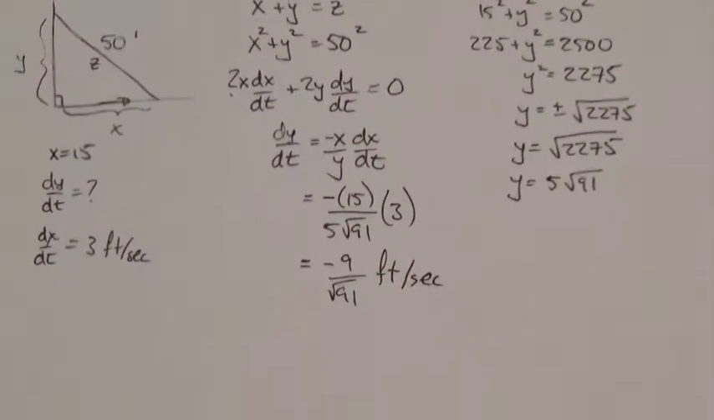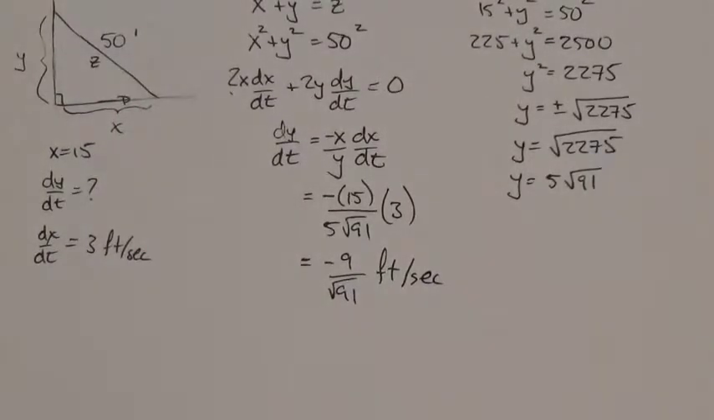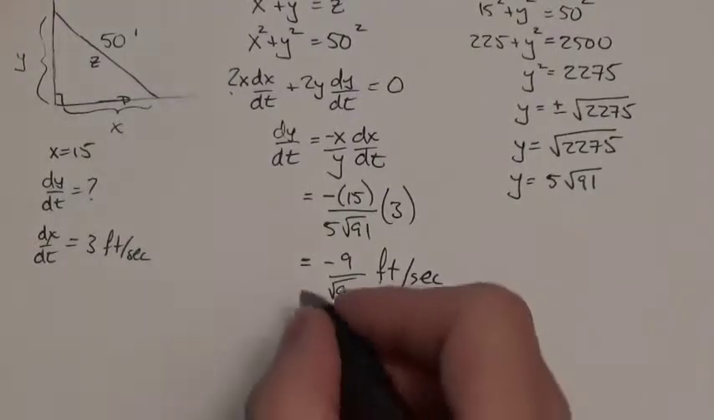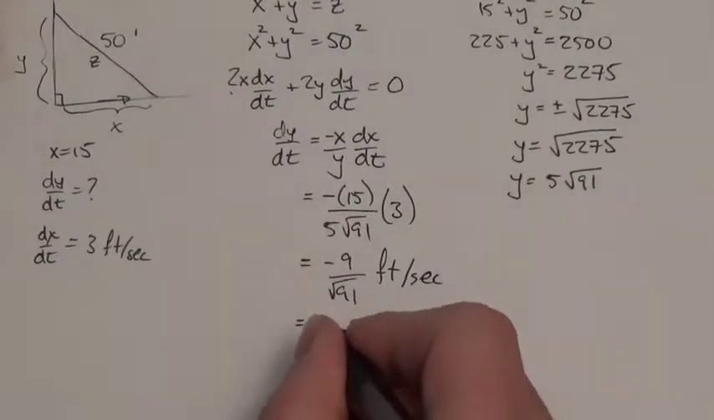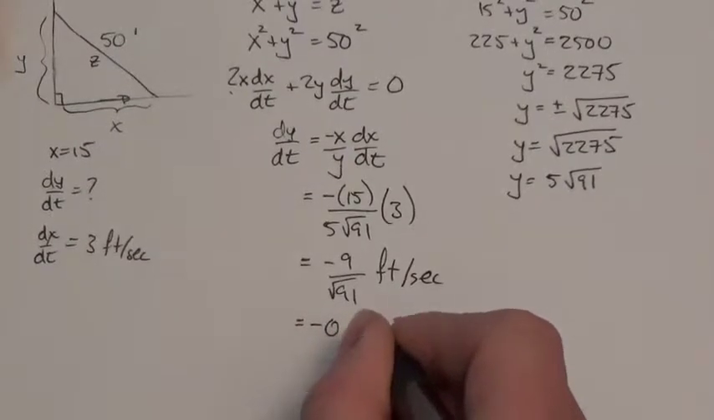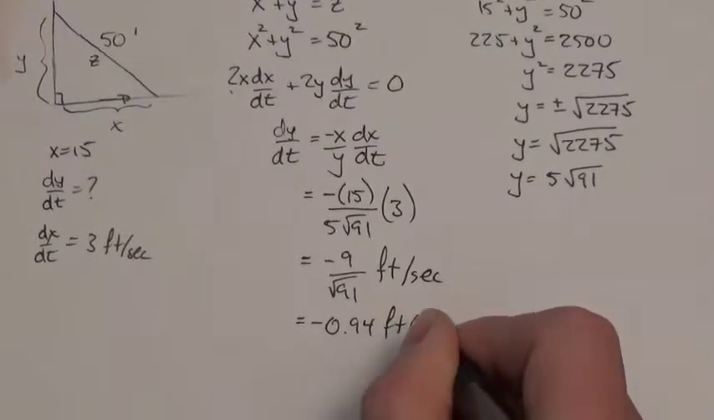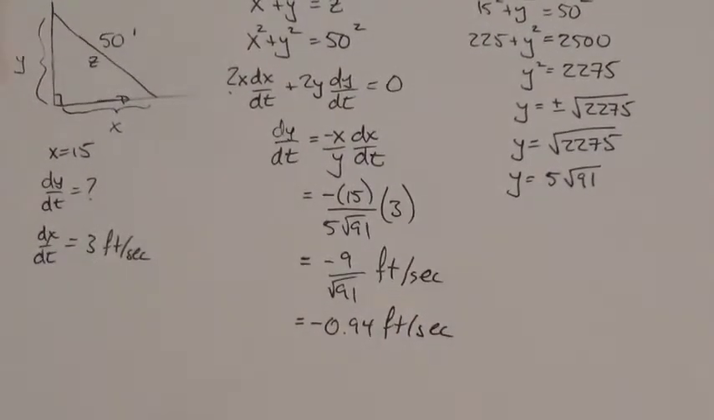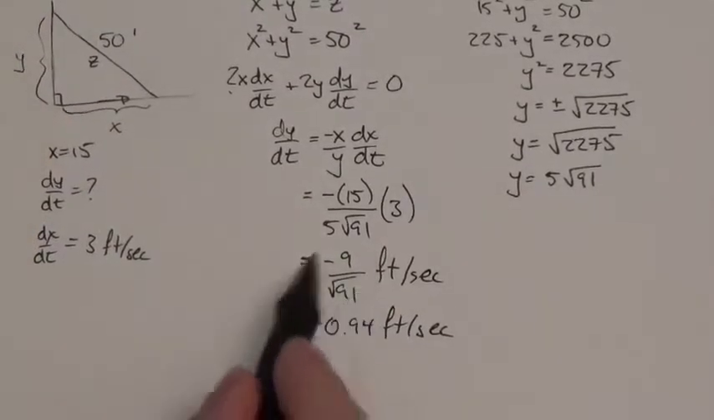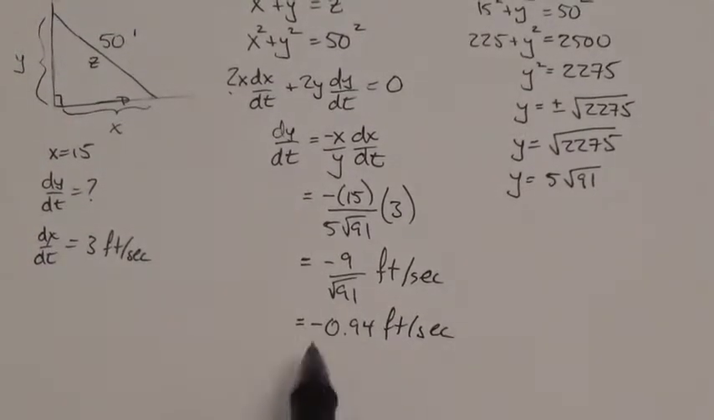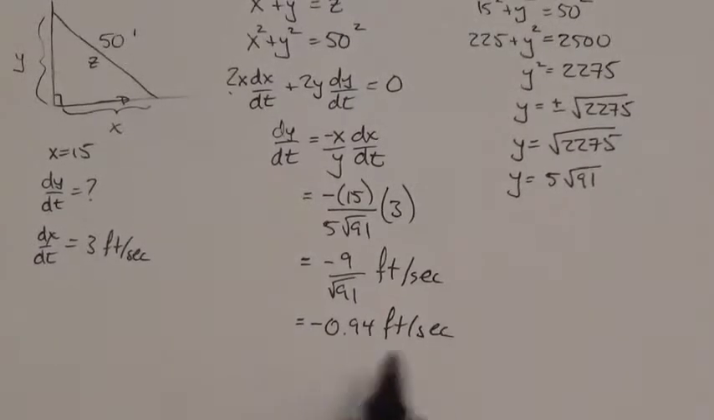Now that doesn't really give me much. I don't really know what that number is, so I'm going to actually convert that to a decimal, just because if I convert to a decimal, it'll give me a far better idea of what's going on here. And that's going to be negative 0.94 feet per second. Okay, that means a lot more to me. That's nice because it's an exact form, but that actually means something to me. I get a sense of how fast 0.94 feet per second is. This one here, I really don't know.